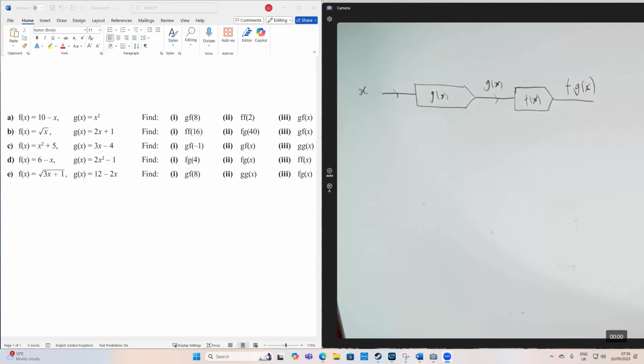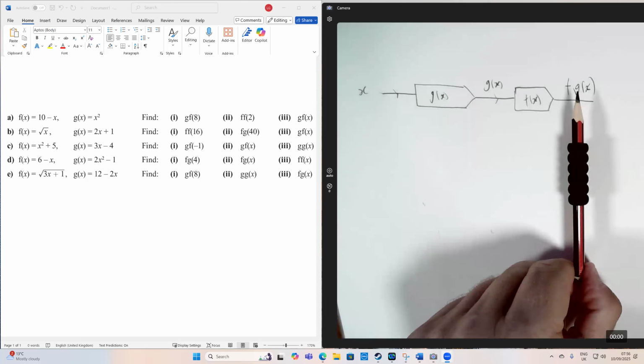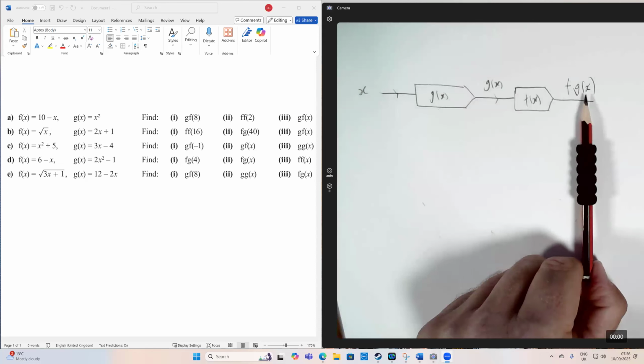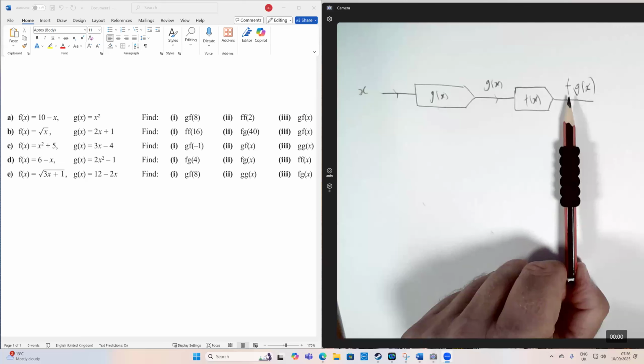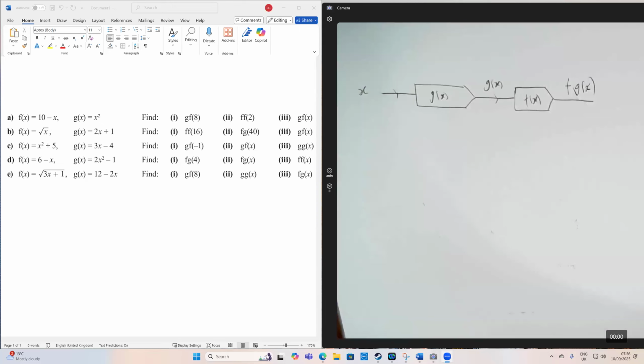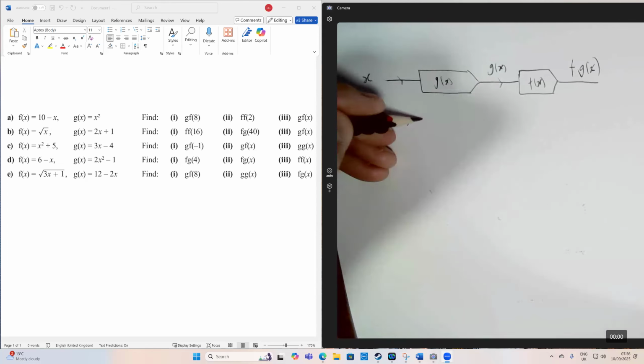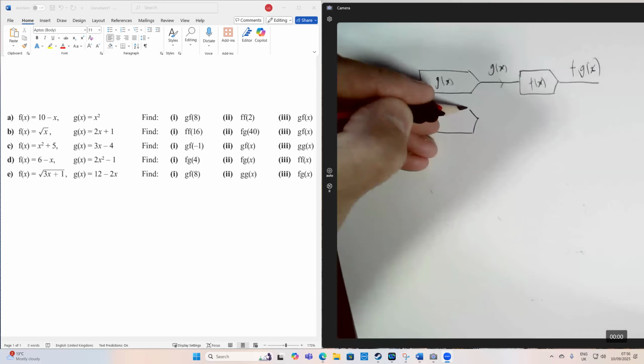Now, the way that helps me to remember this is the one that happened first, the g of x, is the one that's closest to the x in brackets. And that we call the inner function, the one that happened first. The one that's furthest away on the outside is called the outer function. Okay, so that's going to be a really useful idea for getting to grips with this topic, and for when you're thinking about this topic at A level as well, because this topic is relevant to both A level and GCSE.